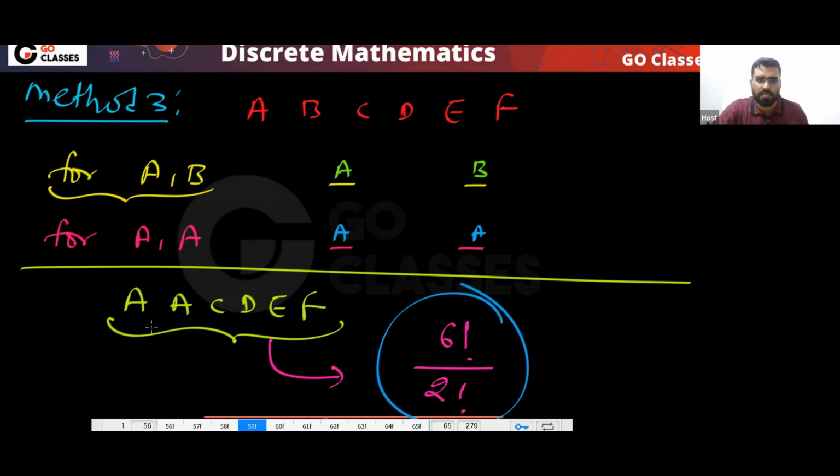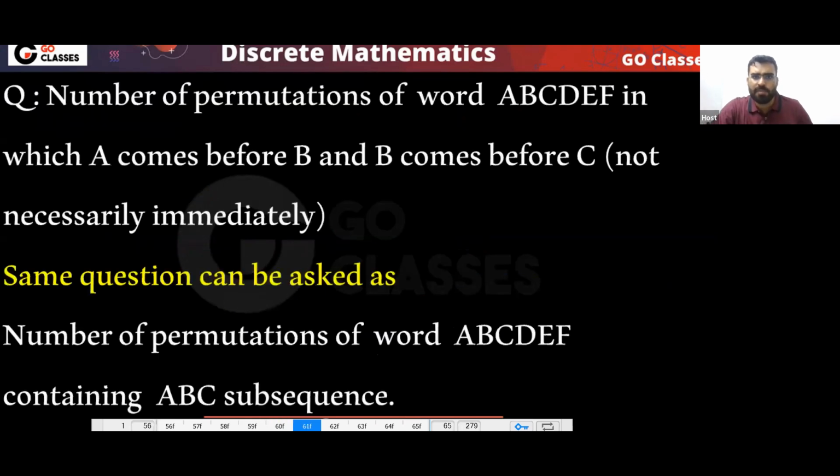Very simple. Yes or no? Is this clear to everyone? Tell me the answer for this. What is the answer for this question? Number of permutations of the word A, B, C, D, E, F, where A comes before B and B comes before C.